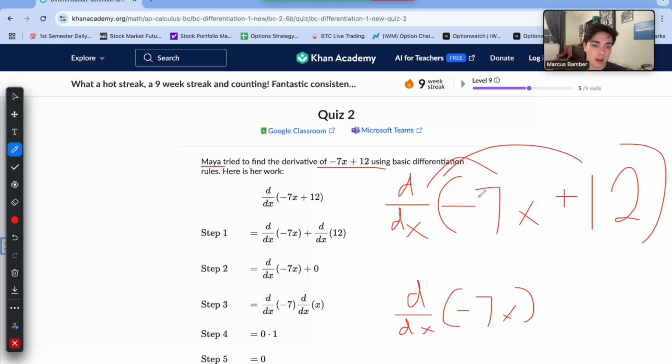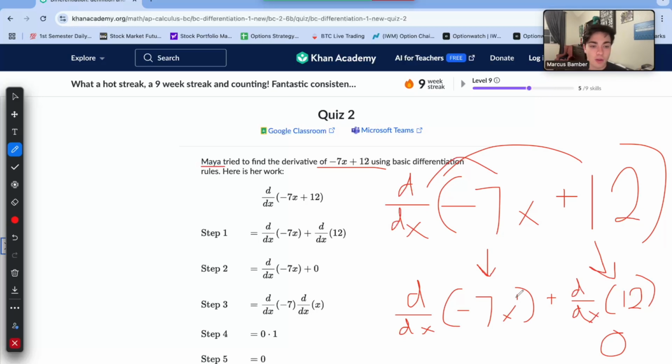The derivative of negative 7x plus 12 is the same as the derivative of negative 7x plus the derivative, or d over dx, of 12. And now from here, we know the constant rule. The derivative of any constant is equal to 0. So the second half is just equal to 0. And then for the derivative of any monomial term with a degree of 1, the variable is just going to get cancelled out. Because of how this works, we use the power rule.